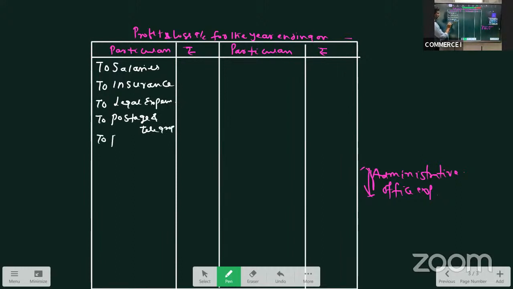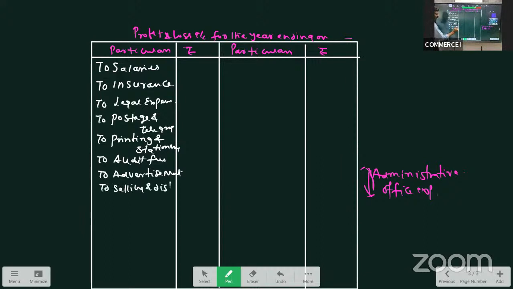Then printing and stationery. I told you it's a very, very big list. So, salaries, insurance, legal expenses, postage, printing, audit fees, audit charges. Then we have advertisement expenses. Then we have selling and distribution expenses. The list is very big actually.